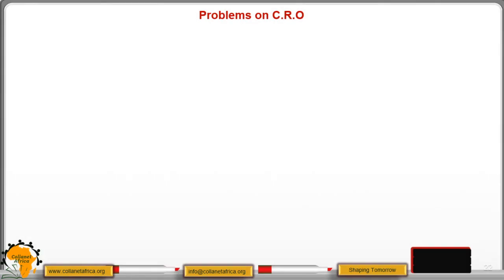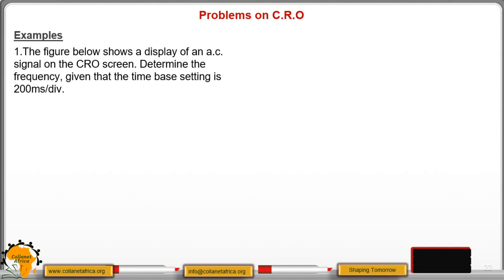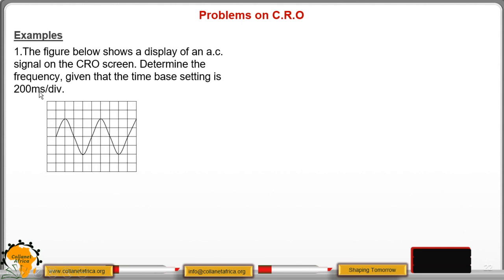Then from there we have problems on CRO, and we start with example 1. The figure below shows a display of an AC signal on a CRO screen. Determine the frequency given that the time base setting is 200 milliseconds per division. We have this as our display. As you can see in our display, we can count the number of cycles. Up to that position is 1 cycle. Up to that position again is another cycle. So we have 2.5 cycles.